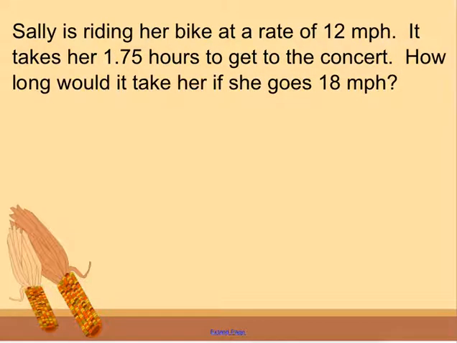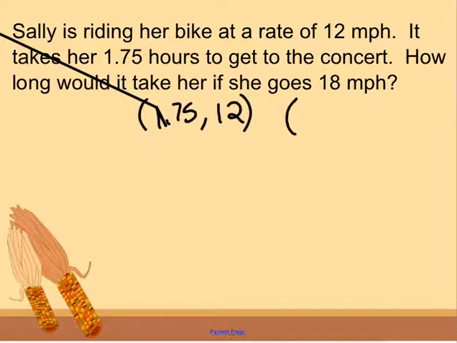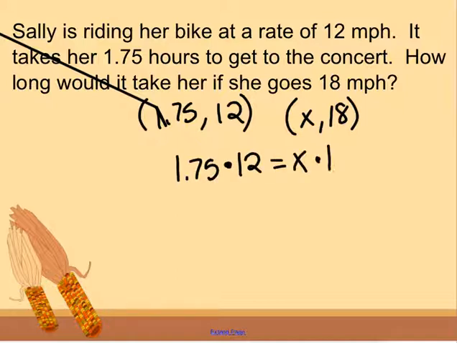Similar idea here. Sally's riding her bike at a rate of 12 miles per hour. It takes her an hour and 3/4 to get to the concert. How long would it take her if she goes 18 miles per hour? Well, we have a coordinate point, 1.75 hours for 12 miles per hour, and we have a certain amount of time for 18 miles per hour. So I'll get 1.75 times 12 is going to equal x times 18. Those products have to be the same.